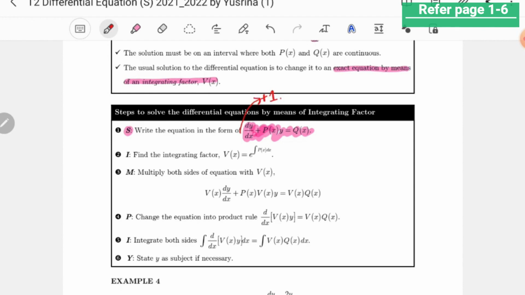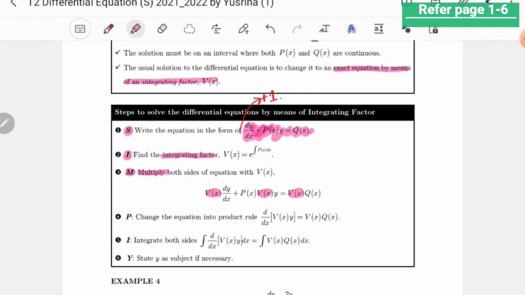The second step is I. I find the integrating factor. The integrating factor is v(x) equals e to the integral of p(x) dx. I is integrating factor. The third step is M. M is multiply. Multiply both sides of the equation with v(x). You just multiply v(x) on both sides.